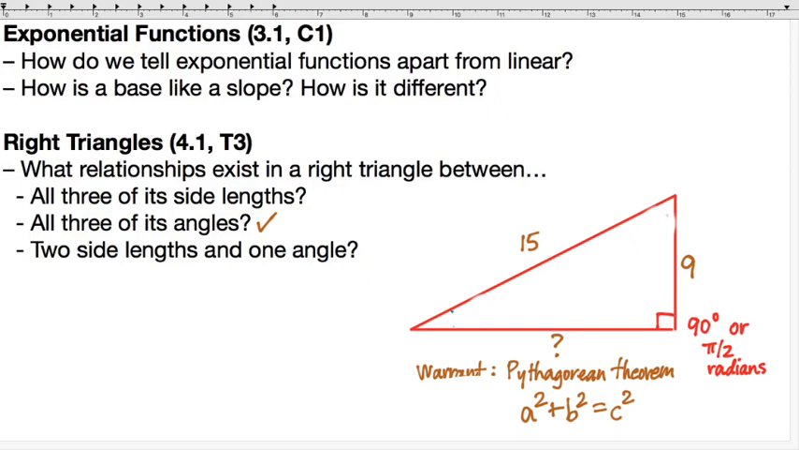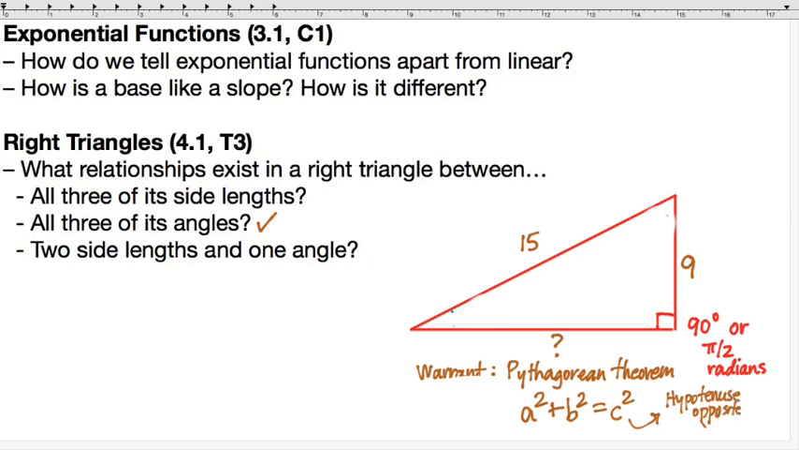Right. But there's a difference in this formula between the a's and the b's, which are on one side, and the c, which is on the other side. So how do I know which needs to be which? C is the hypotenuse. And what does hypotenuse mean? Across the right angle. Yeah. So C is the length of the hypotenuse, which is opposite the right angle. That's what hypotenuse means. Great.